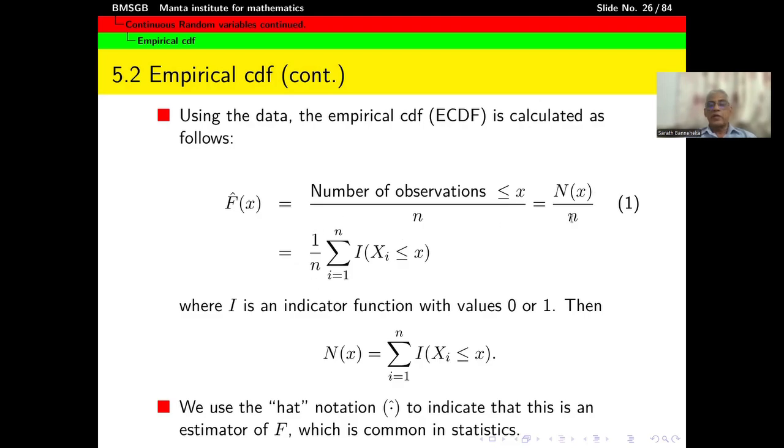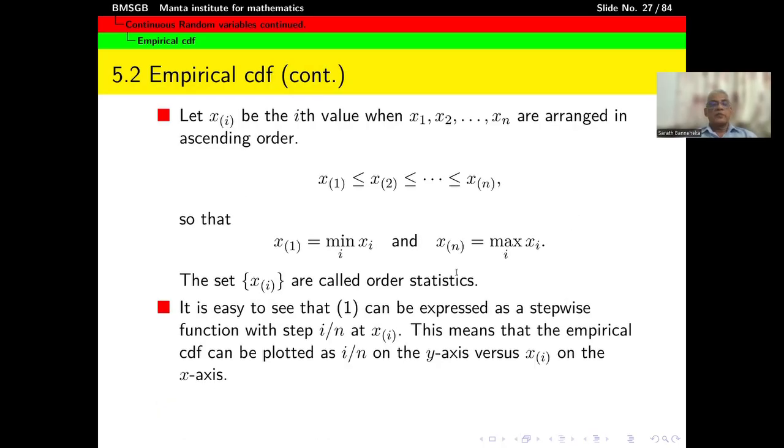When you divide that by n like this, you again get the sample proportion of observations which are less than or equal to x. So that is the way to define the empirical cumulative distribution function. Now let us look at a situation to further understand what kind of shape this function will have.